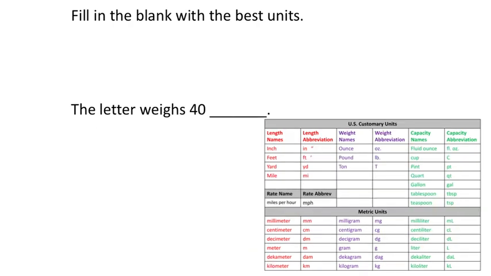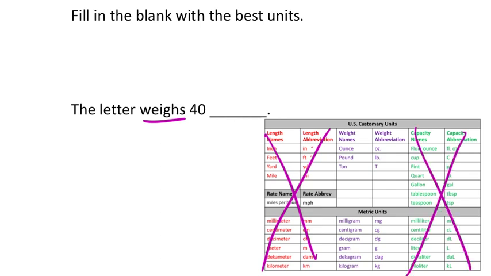Fill in this blank. The letter, not ladder, because I was thinking maybe it should be ladder, but the letter weighs 40. Now, it's a weight, right? They even told us here, it definitely is a weight. So right off the bat, we're going to rule out lengths and volume. It's a letter, so in my opinion I'm thinking of an envelope letter. It's just paper in other paper. I can see ounces, right? Maybe. I would say the same thing too. I would say ounces.